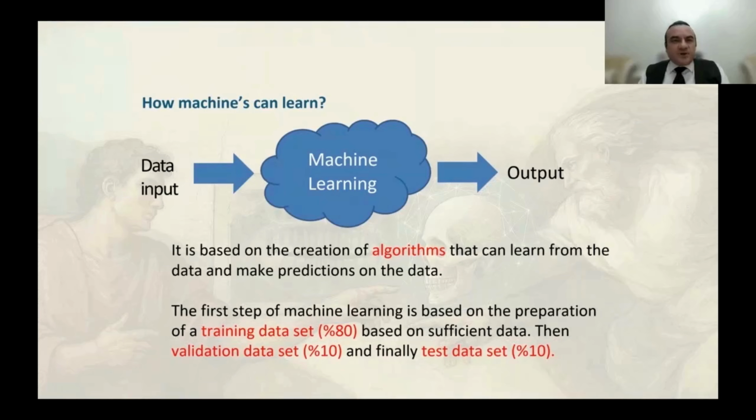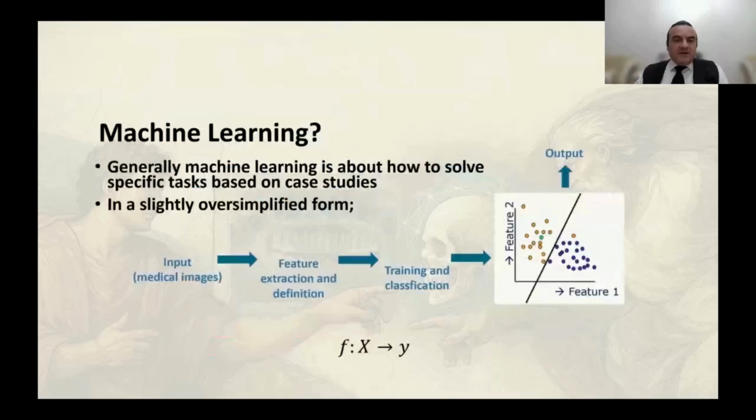So pretty much the primary step of machine learning is to constitute a training data set. Normally it's like 80% of whatever you are doing, it can be image processing, it can be different kinds of image selection and so on. The validation data set should be 10% of it, and the final test data set is 10% of it. So in total, you need to divide your data set for machine learning.